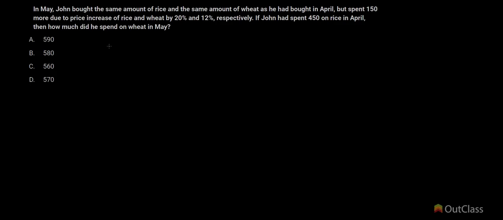In May, John bought the same amount of rice and the same amount of wheat as he had bought in April, but spent 150 more due to price increase of rice and wheat by 20% and 12% respectively. If John had spent 450 on rice in April, then how much did he spend on wheat in May? So basically you have rice and wheat, the amount spent in April and May.